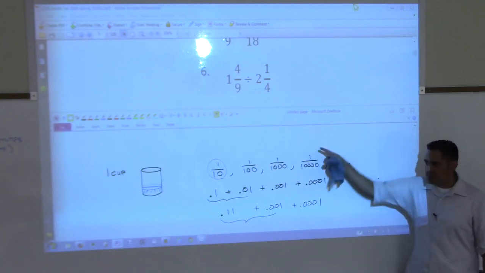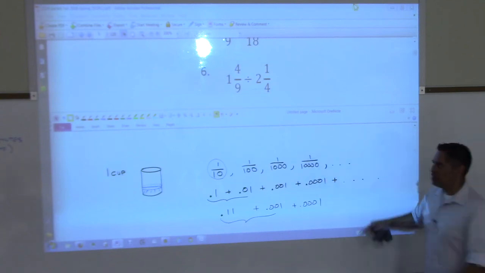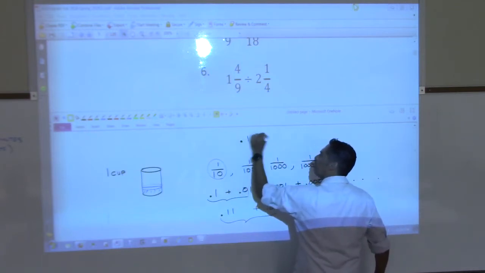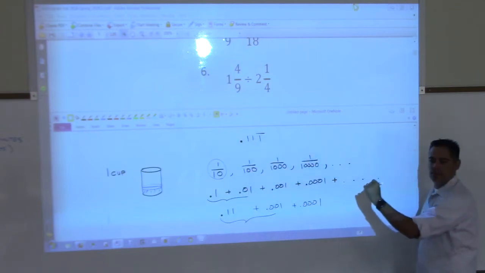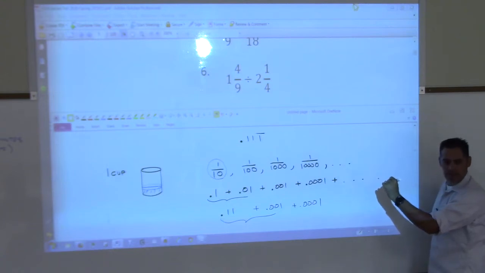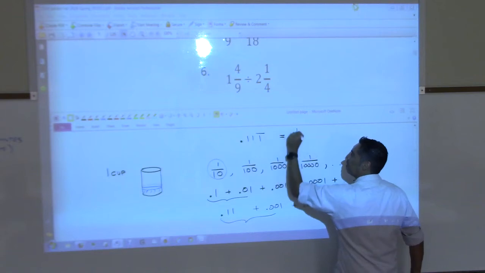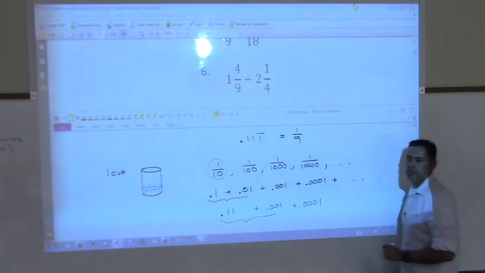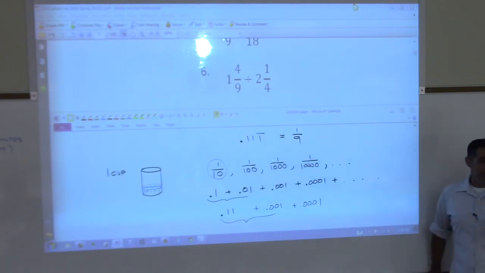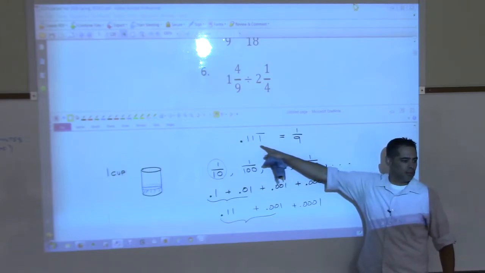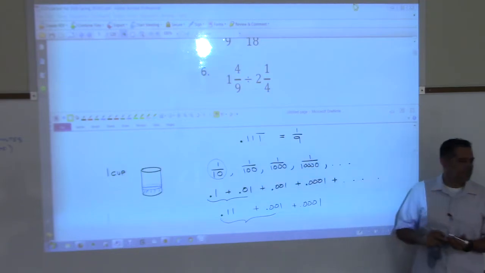So if I do this forever, do you all agree that this would have turned out to be 0.111 forever, like that? That's what it would be. Do you all agree with that? Okay, now, believe it or not, that's the fraction 1 over 9. So if you get on your calculator, type in 1 divided by 9, you're going to get 0.111 forever. So what does that tell you?